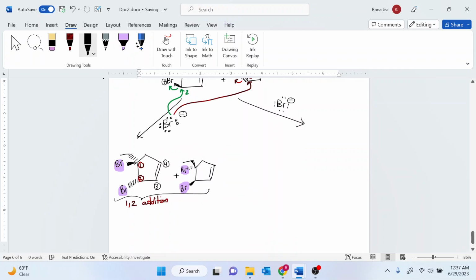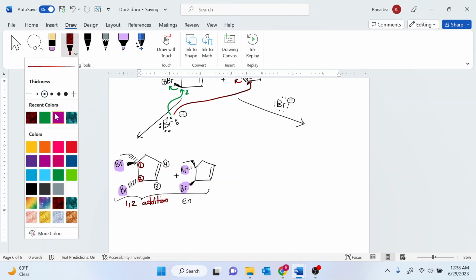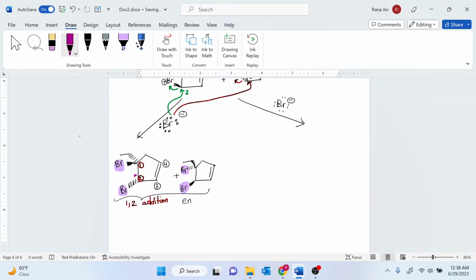And these two are going to be a pair of enantiomers because they differ in 2 chiral centers. This is a chiral center here, this is a chiral center in there, and they both differ in 2 chiral centers, so this is why they are a pair of enantiomers.